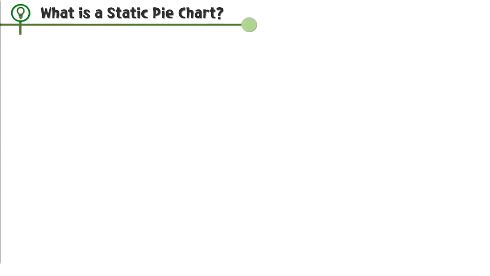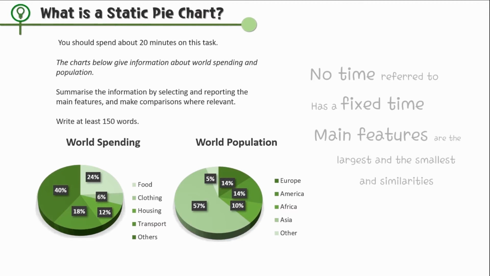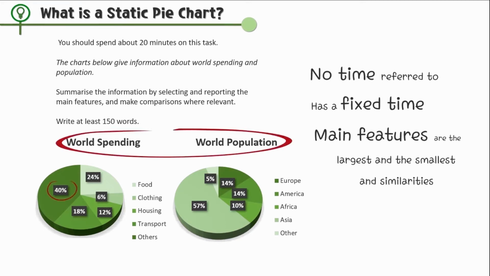What is a static pie graph? This is a graph with no time referred to, has a fixed time, and the main features are the largest and the smallest, and similarities. A pie graph is called a pie because it simply shapes like a pie and is divided into slices. Additionally, in the official test, it is never given in isolation. It is 2 or more charts. For this example, you notice that the 2 graphs are describing different information and there is no time given. So these are examples of static pie charts.